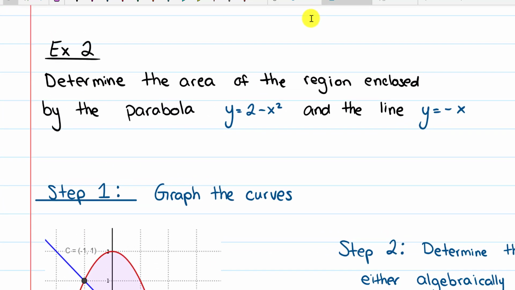So in example 2, we're going to determine the area of the region enclosed by the parabola y equals 2 minus x squared and the line y equals negative x. Now step 1 is to graph the curves. So go ahead, take a second on your graphing calculator and graph this out, or you can do it by hand and sketch it below.